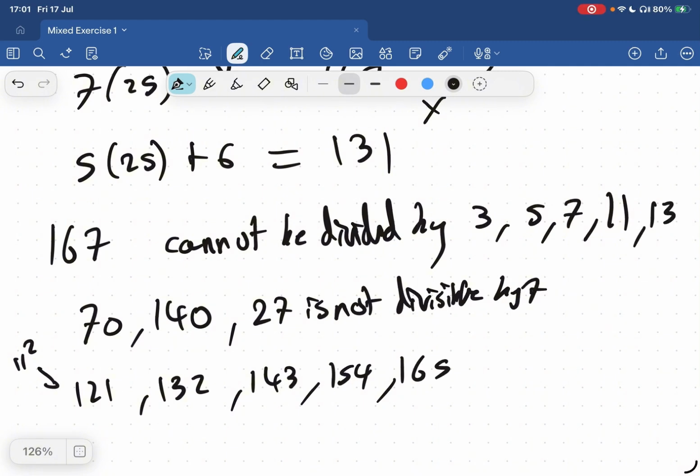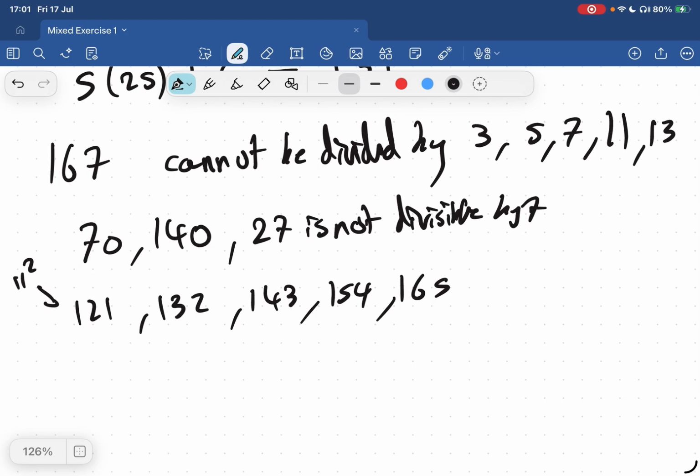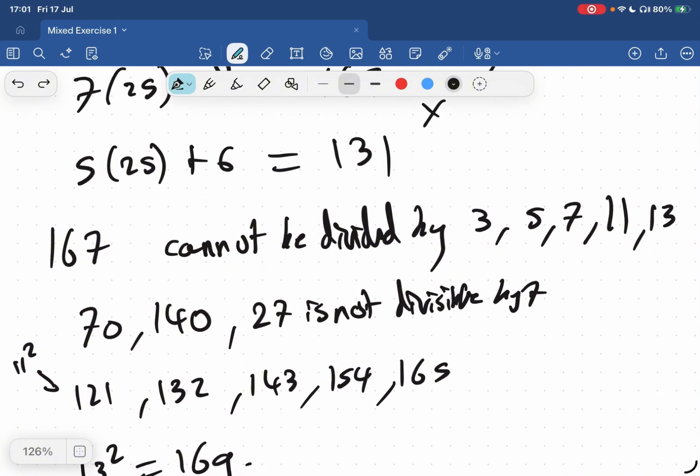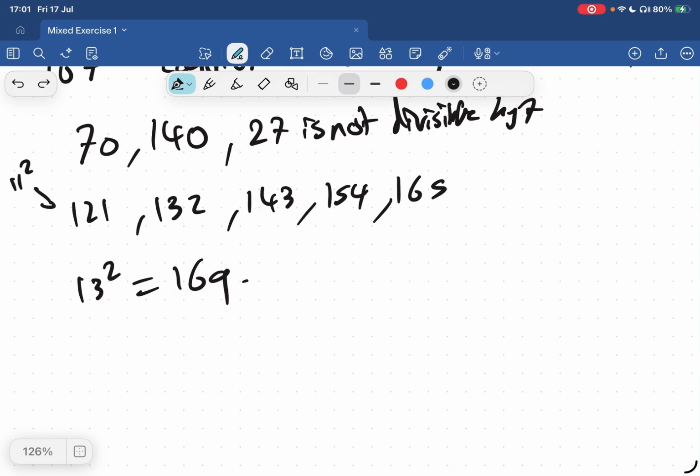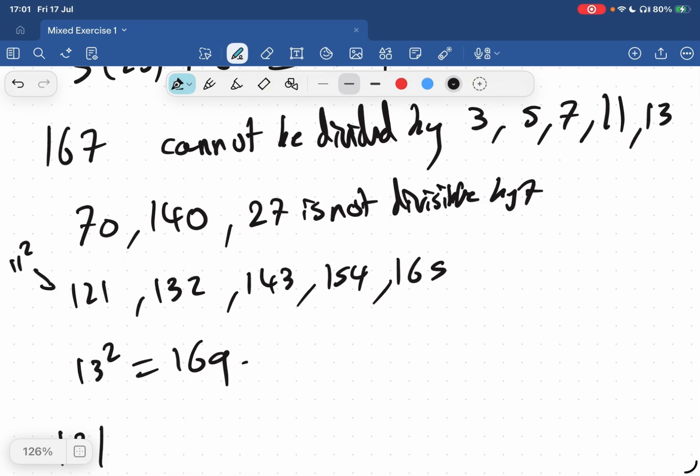Is it divisible by 13? Well, 13 squared is 169. So we've passed 167, so that proves that 167 must be prime, because it's only divisible by 1 and 167. And then we can do the same thing here for 131.